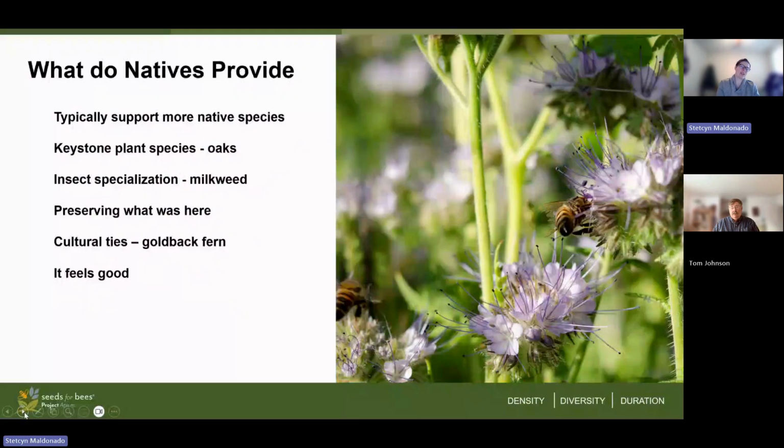And then there are a lot of cultural ties. So I put goldback fern. There's probably another species that would have been better for this example, but I really love the goldback fern.